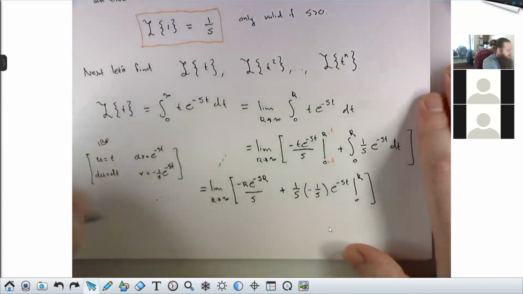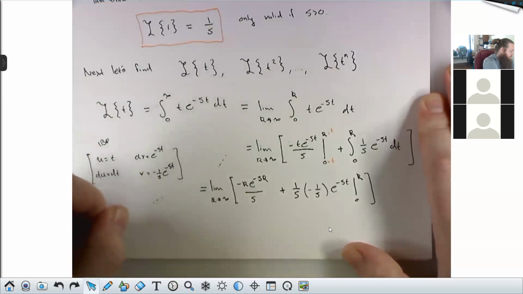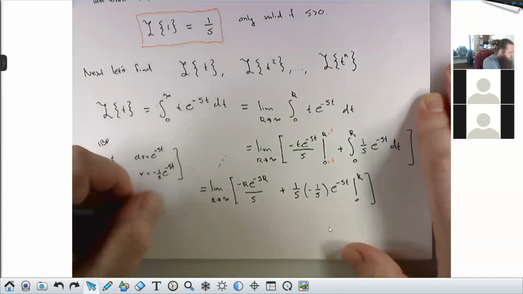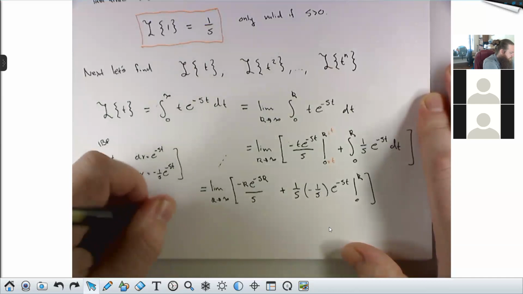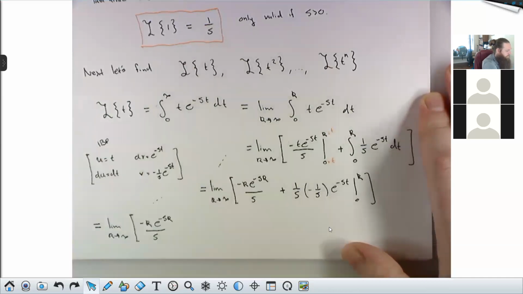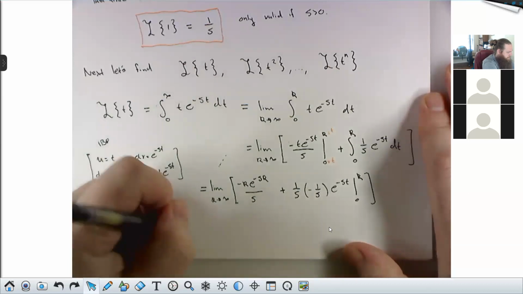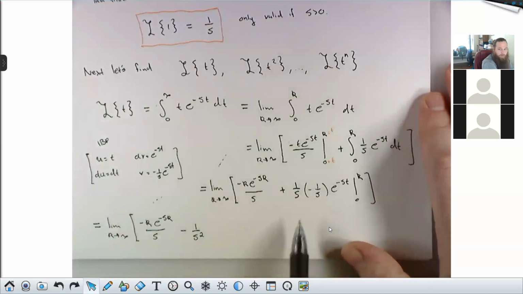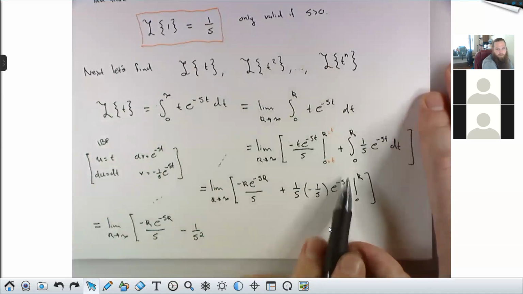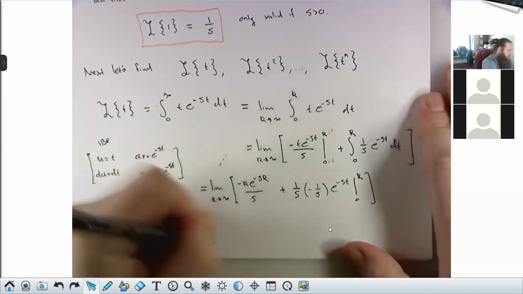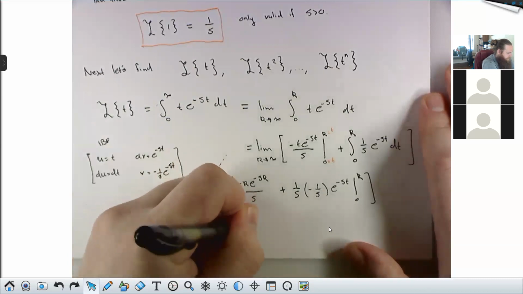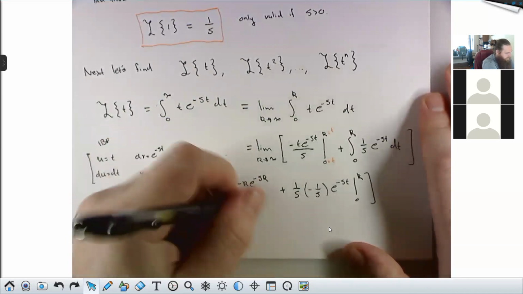So I guess I'll continue my diagonal downward trend here because we need still more space. We have lim r to infinity bracket negative r e to the negative sr over s. That's my first piece. And then minus 1 over s squared, these two, times this thing evaluated from 0 to r. So I'll write that as e to the negative sr minus e to the negative s times 0, which is e to the 0, which is 1.